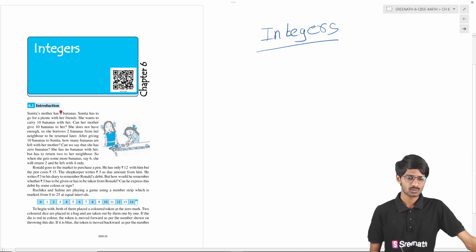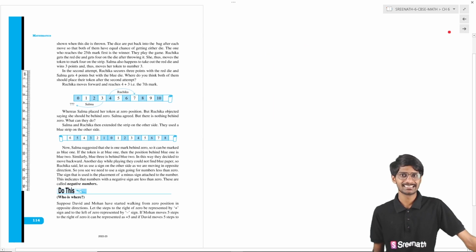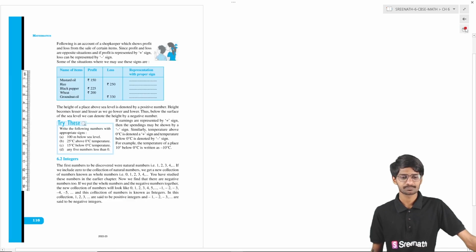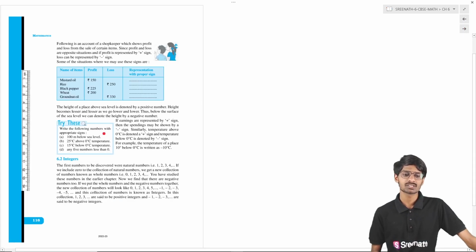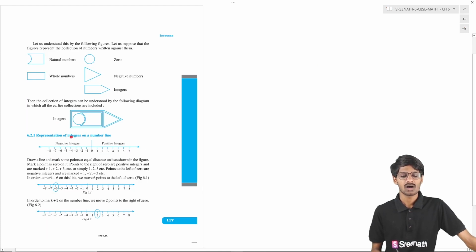Now, first is the introduction to integers, and why we need them. We will find out about negative numbers, why we need negative numbers and what their uses are. After that, we tag them with a sign. So we are tagging a sign to the negative numbers. The next thing is about integers: what integers are and how to represent integers on a number line.